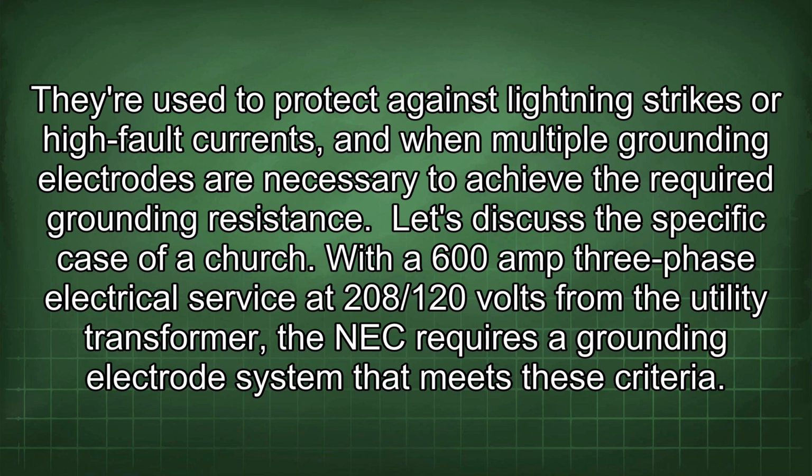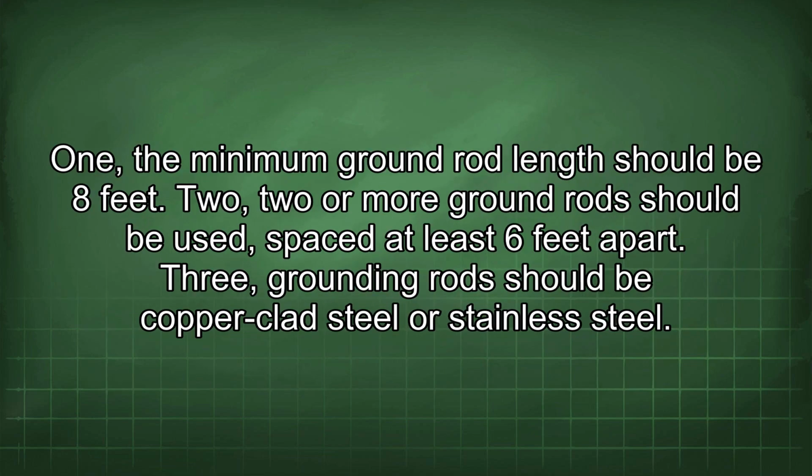Let's discuss the specific case of a church. With a 600 amp 3-phase electrical service at 208/120 volts from the utility transformer, the NEC requires a grounding electrode system that meets these criteria. 1. The minimum ground rod length should be 8 feet. 2. Two or more ground rods should be used, spaced at least 6 feet apart.